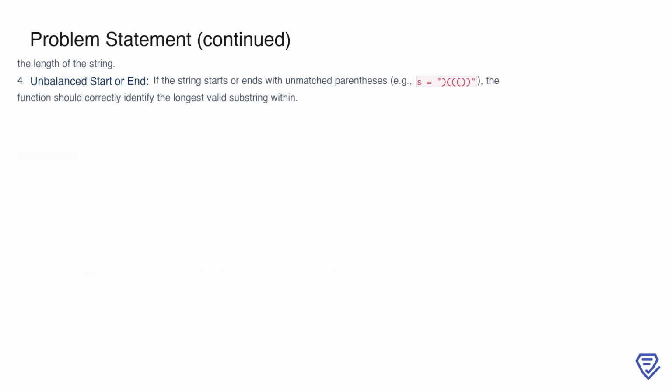Let's break down some other edge cases. If the string is empty, as we just saw, the output is 0. Similarly, if there are no valid substrings, such as s equals "(((" or s equals ")))", the output will also be 0. On the other hand, if the entire string is valid and balanced, like s equals "()()", the output should be the length of the string, which in this case is 4. Finally, if the string has unbalanced parts at the start or end, the function should still correctly identify and return the length of the longest valid substring within. These scenarios ensure that our solution handles all possible variations of the problem.